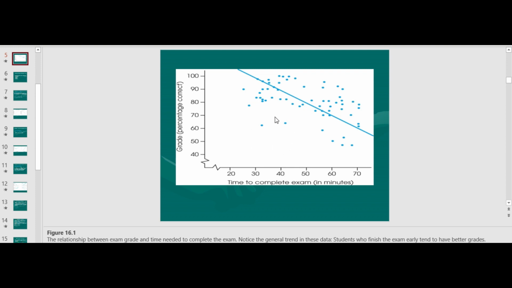This scatter plot is showing the relationship between the grades on the exam and the time needed to complete the exam. Notice the general trend in these data. Students who finish the exam early tend to have better grades.